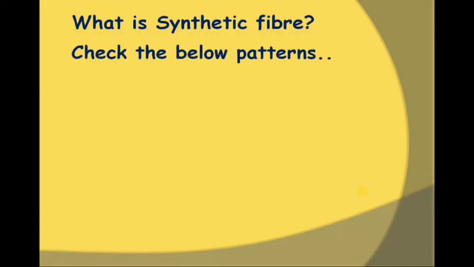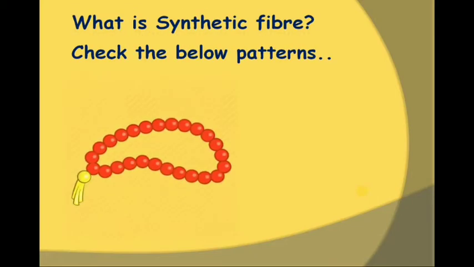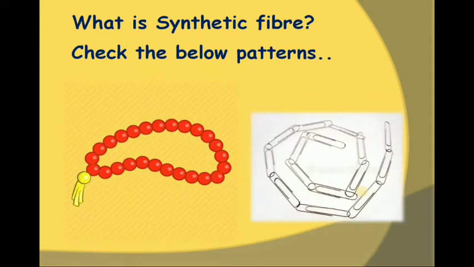What is a synthetic fiber in general? Check the patterns below. In the two pictures, the common point is that the same thing is repeating. The chain of red beads is made up of the same type of thing, that is, red beads. In the second picture, the entire chain is made up of only one type of thing, the paper clip. Both are made up of a single type of entity, but the overall structure is different.